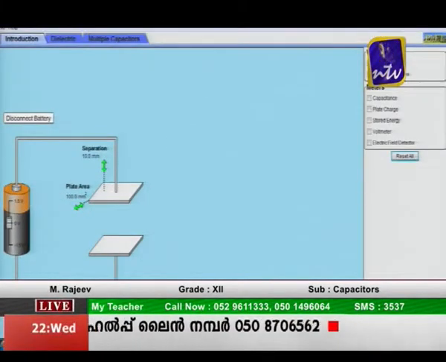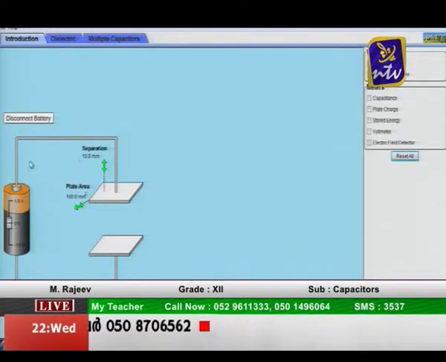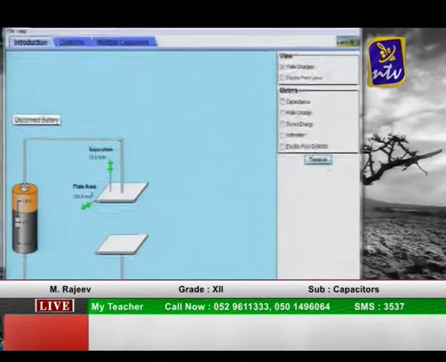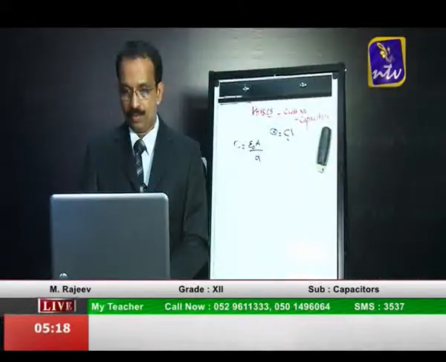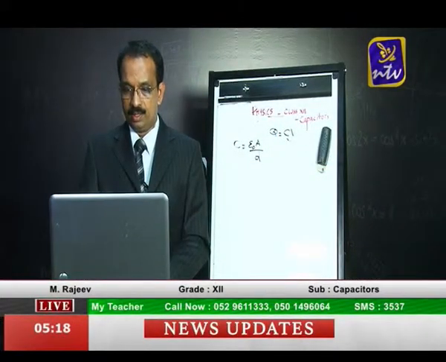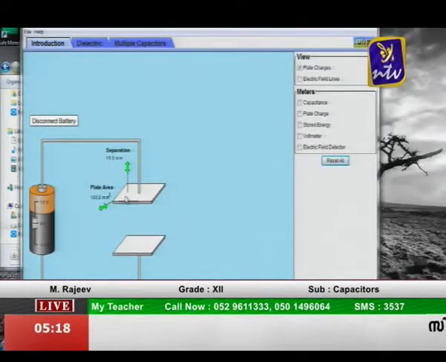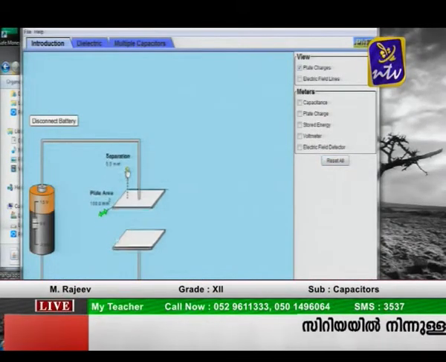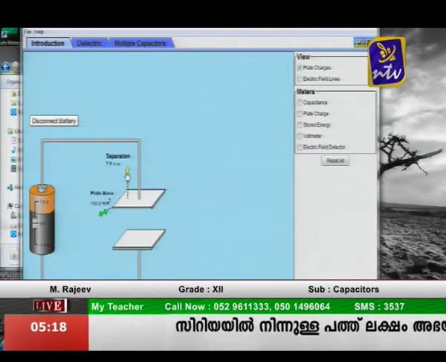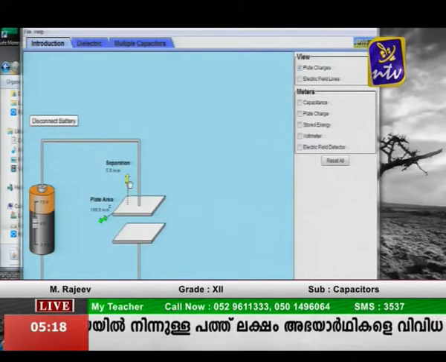All right. So this one you can very well see it on the screen. Yeah, you can watch it now. See, if you adjust the capacitor value, capacitance, this is how we adjust the distance between the plates.